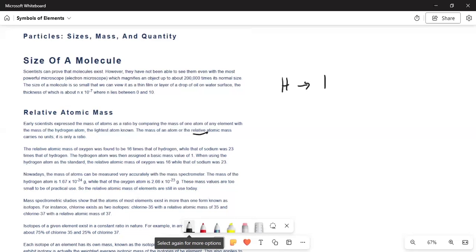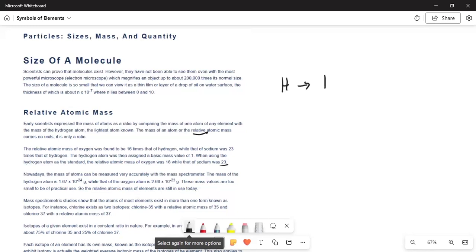Because it's a comparison. So the relative atomic mass of oxygen was found to be 16 times that of hydrogen. Remember that hydrogen is assigned a value of 1. So when oxygen was measured, it was 16 times the mass of hydrogen, and so it was assigned a relative atomic mass of 16. Sodium was measured. It was found to be 23 times heavier than hydrogen, and so it was assigned a relative atomic mass of 23. So all the elements in the periodic table that were known then were compared to hydrogen to be assigned their relative atomic masses.